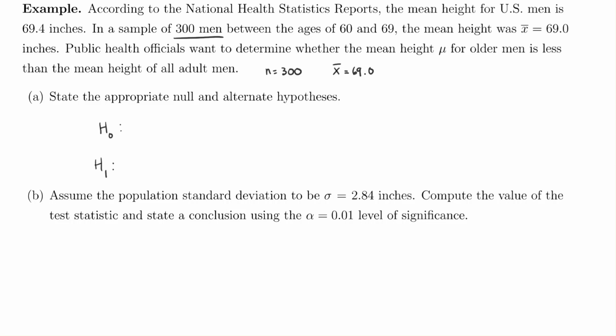Okay, we know H0 is always that our mean is equal to the general value that's reported, 69.4. But we're interested if in this sample of older men, the mean height is actually less than that overall mean. So I'm going to have mu is less than 69.4. And here, just from this, we know automatically we're dealing with a left-tailed test. That's important to focus on because it will affect how we calculate our p-value.